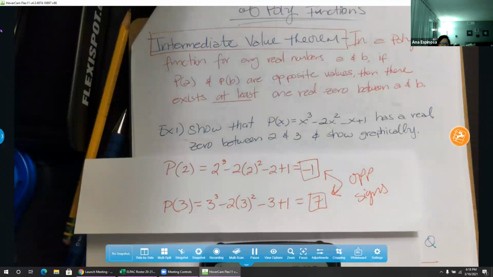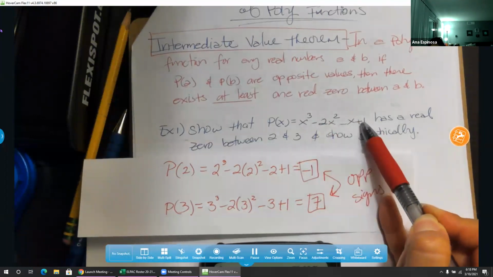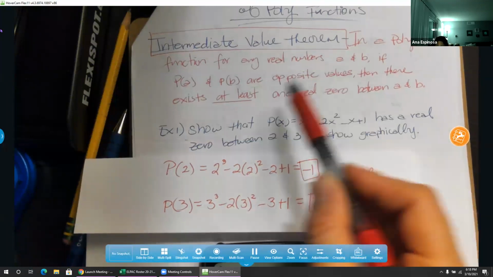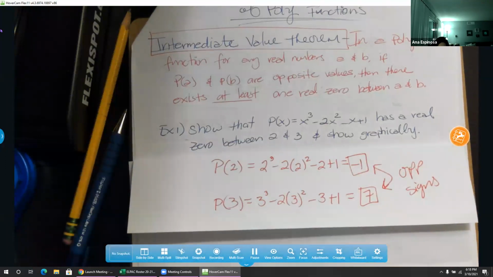How can you show it graphically? Well, you just plug this into the calculator and you can clearly show that between the numbers 2 and 3, it crosses the x-axis. That's how you would show that graphically. Okay, so I will let you figure that out. That's not difficult. You just graph it, look between 2 and 3, and notice that the line should go through. Whether it's crossing positively or negatively, it doesn't matter.